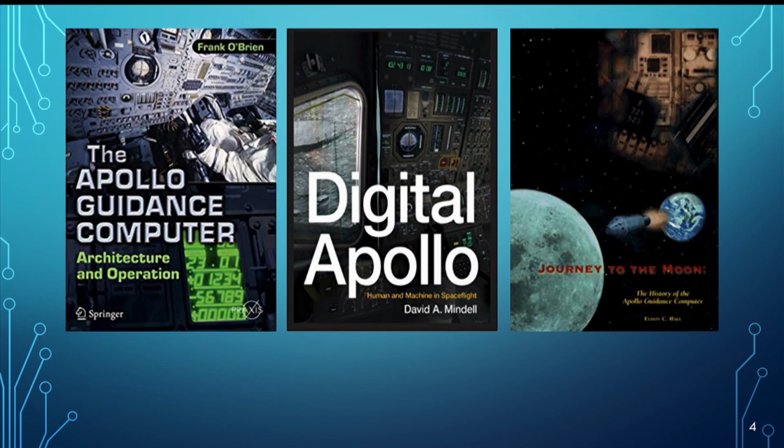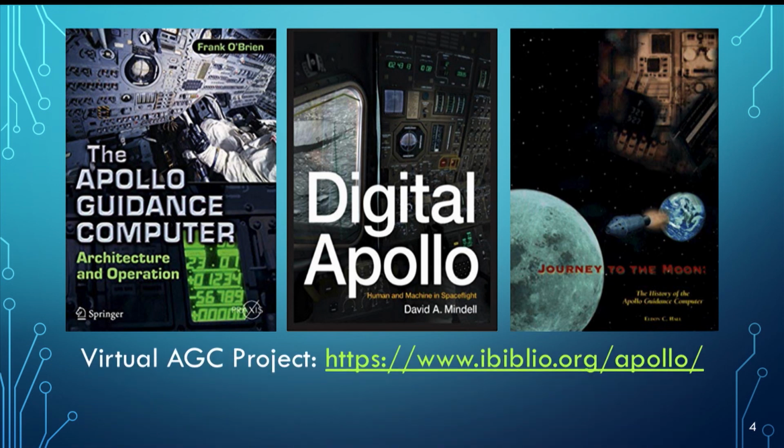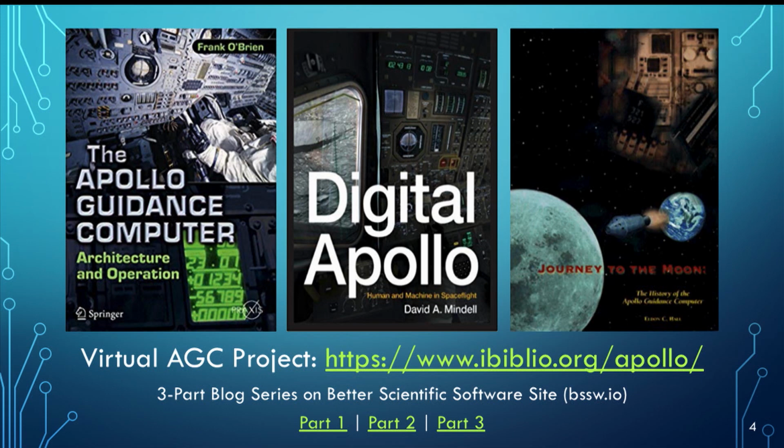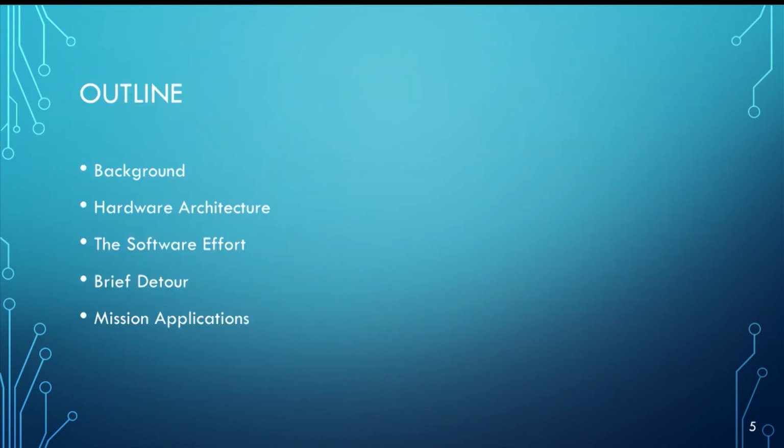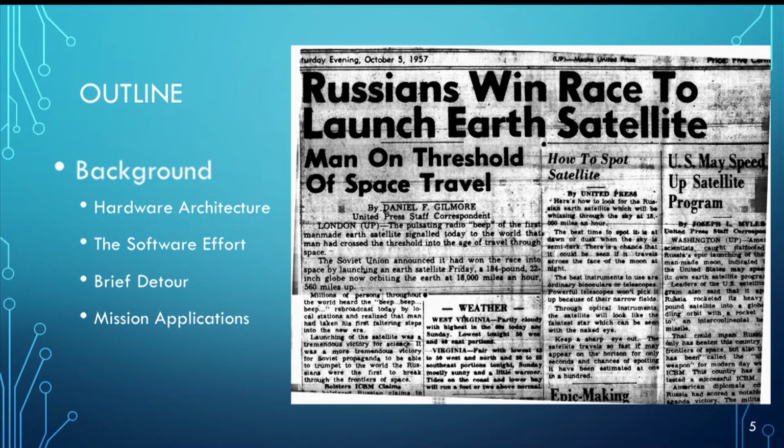Real quickly, these are some of the resources. I started reading about the Apollo guidance computer maybe a year ago with the book on the far right there. I read that cover to cover, very interesting book. I read parts of the other books, but frankly, most of the information I got came from the virtual Apollo guidance computer project. There is an actual virtual Apollo guidance computer available on GitHub. It actually runs the 1960s code that was developed at the time. In addition to that, I wrote a three-part blog series on the Better Scientific Software site about the hardware, software, and mission applications. So real quick, some of the background.